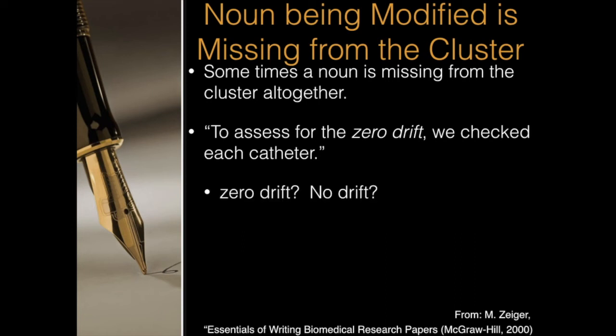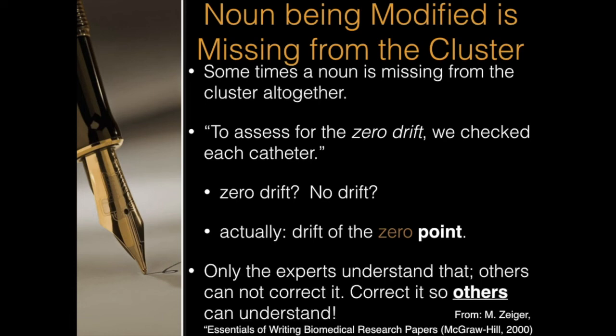Zero drift? Do we imply no drift? Actually, what we mean is drift of the zero point. So the adjective zero modifies the noun point, but earlier, that noun was missing altogether, and that confused the readers. Only the experts understand such pieces of writing, but not others. Therefore, we must insert the missing noun if we wish a broader audience to understand what we mean.